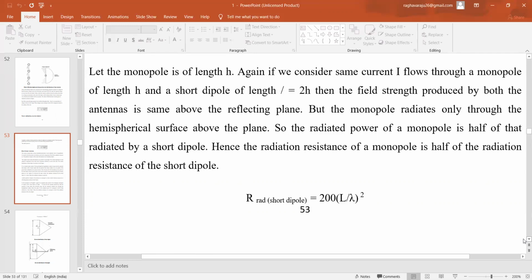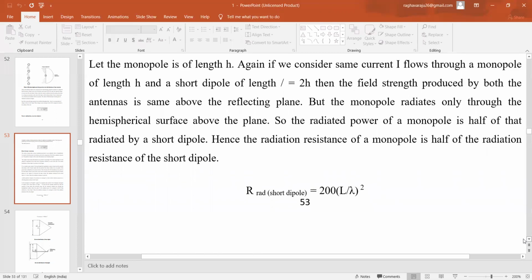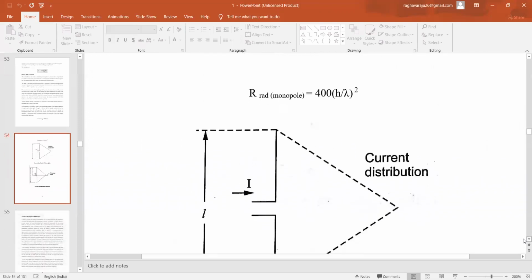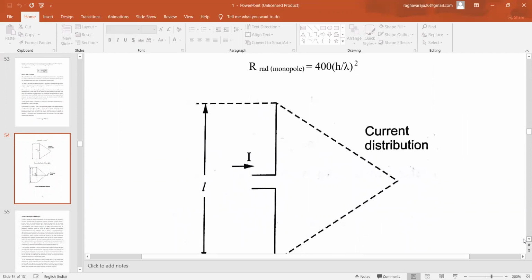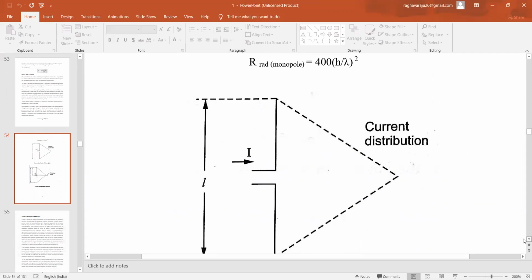So the radiation resistance R_rad for the short dipole is 200 (l by lambda) square. In general, for the monopole it is double this value, so 400 (h by lambda) square.